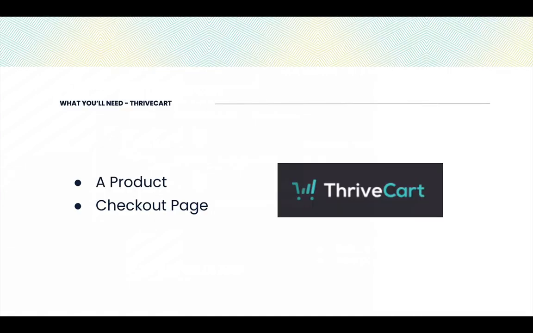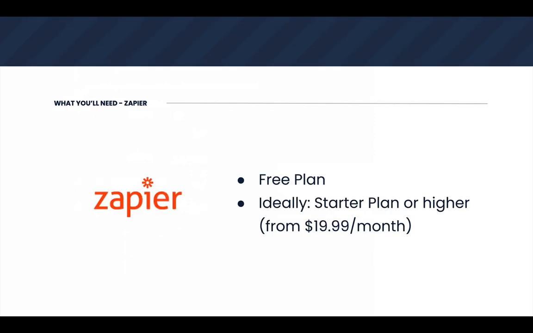So what do we need in those 3 platforms? Inside ThriveCart, you need a product setup, and I'll show you in a second how to do that. And you need to set up a checkout page. In Zapier, you just need to have the free plan. Now, if you have the starter plan or higher, or if you're willing to get that, that may be more helpful because you can do some smart things, and I'll touch on that a little later in this video as well. But for what I'm showing you right now, you are good to go with the free plan.